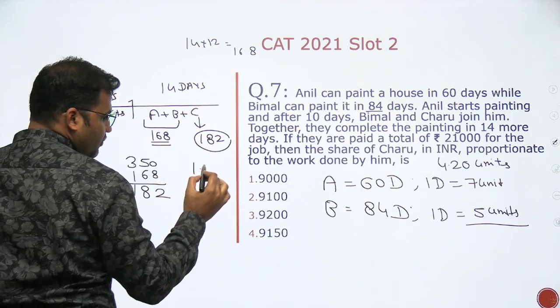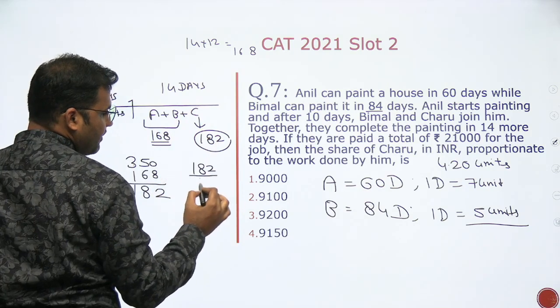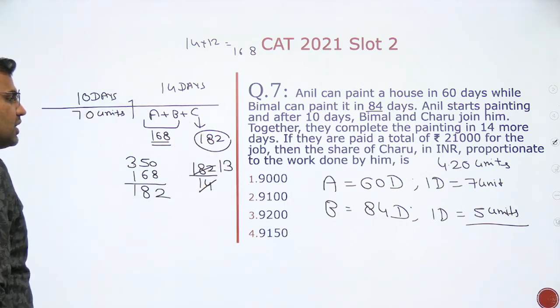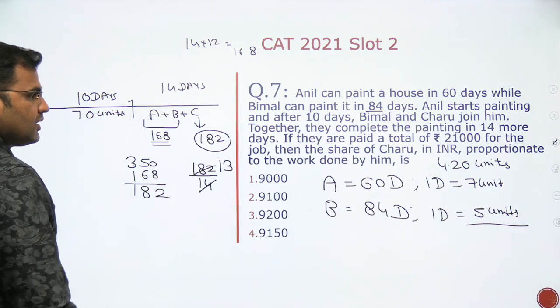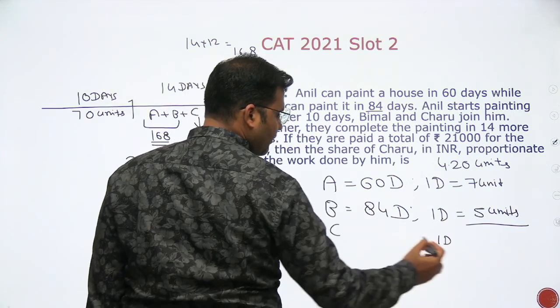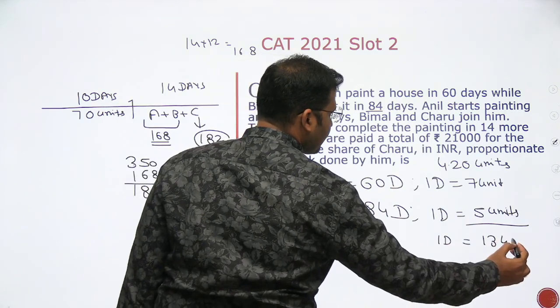Now C is doing 182 units in 14 days. So ek din mein C ne 13 unit kaam kiya hoga. So one day mein ye 7 kar raha hai, ye 5 kar raha hai, aur one day mein Charu jo hai, wo 13 units kaam kar raha hai.